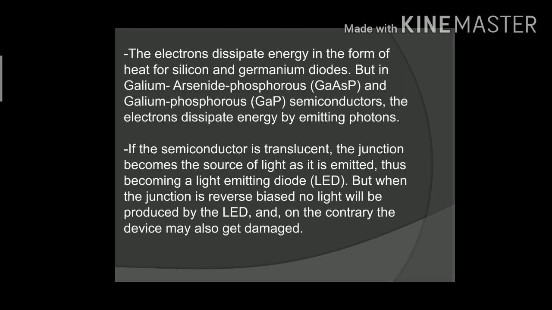First point, the electrons dissipate energy in the form of heat for silicon and germanium diodes, or PN junction diode, but in gallium arsenide phosphide and gallium phosphide semiconductors the electrons dissipate energy by emitting photons in case of light emitting diode. Second point, if the semiconductor is translucent, the junction becomes the source of light as it is emitted, thus becoming a light emitting diode.